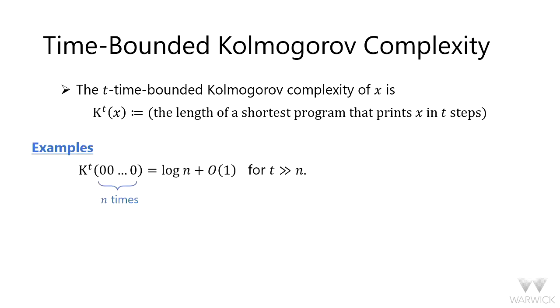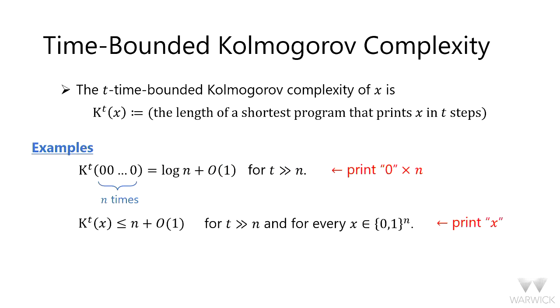Let me give you a couple of examples in order to make sure that you are familiar with this. So let's consider the T time-bounded Kolmogorov complexity of the all-zero string of length n. And you can describe the all-zero string by a program that says print zero n times. And the binary representation of this program costs you log n bits in order to encode n. So the Kolmogorov complexity is log n plus a constant.